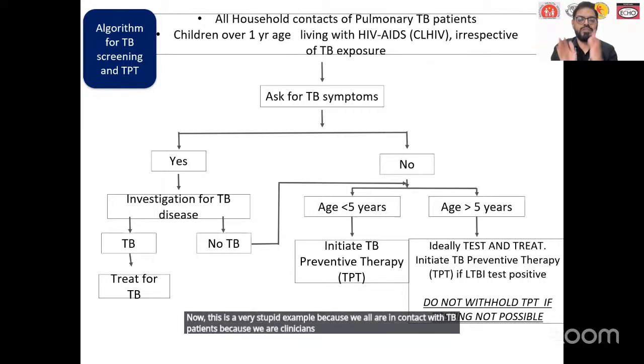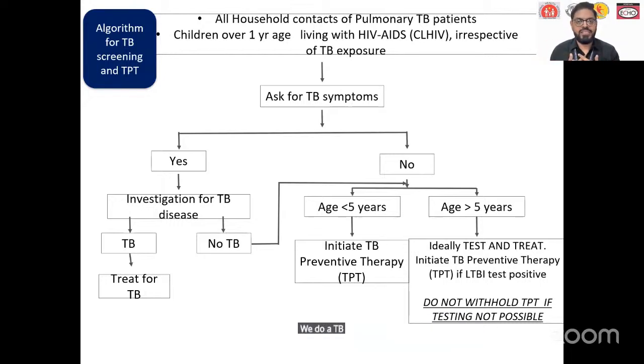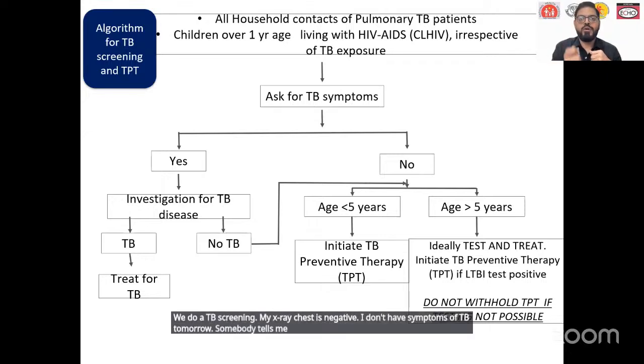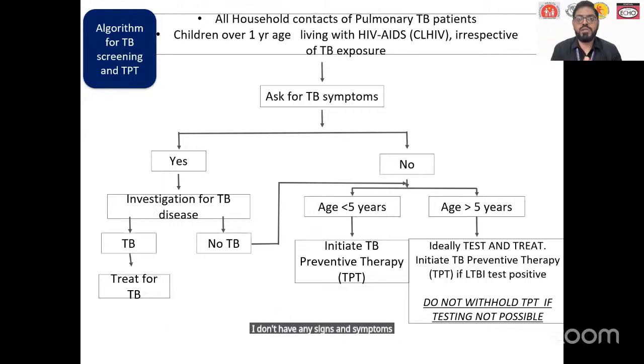But just to think, if we have a pulmonary TB index case and we are in contact, we do a TB screening. My X-ray test is negative. I don't have symptoms of TB. Tomorrow, if somebody tells me, look, you have to take daily isoniazid for 6 months, I will say, why should I take any medication? I don't have any signs and symptoms of TB. My X-ray is normal. Why should I take the medication?